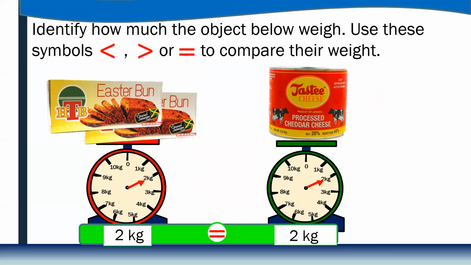Now, which symbol did you choose, boys and girls, to compare the buns to the cheese? Excellent. I heard you. You said you used the equal symbol. That's great, boys and girls. And why did you use the equal symbol? Excellent. If you said we should use the equal symbol because the buns weigh 2 kilograms, which is equal to the weight of the cheese, which weighs 2 kilograms also, that is awesome.